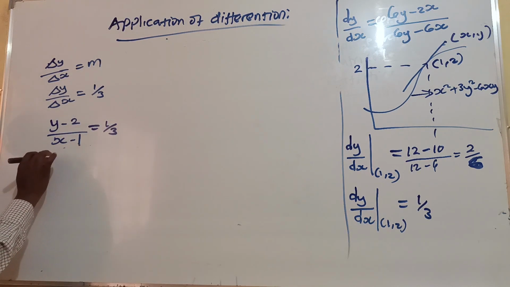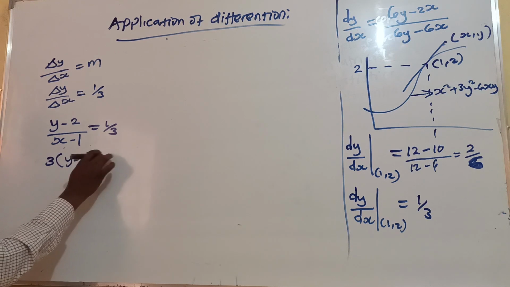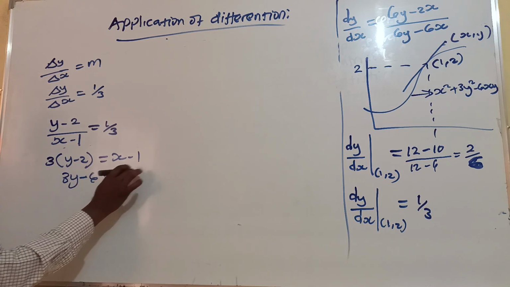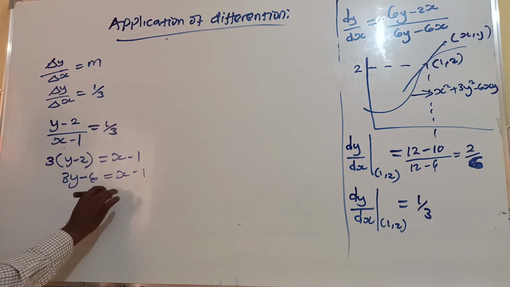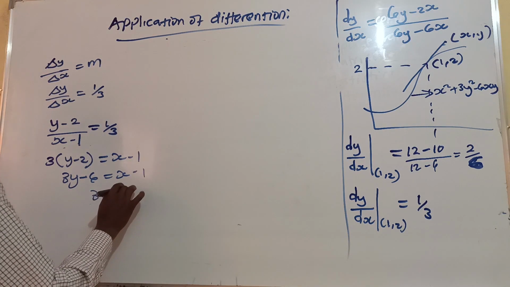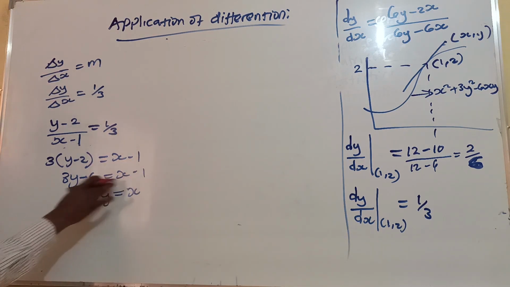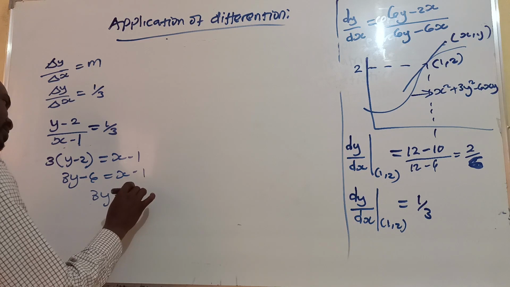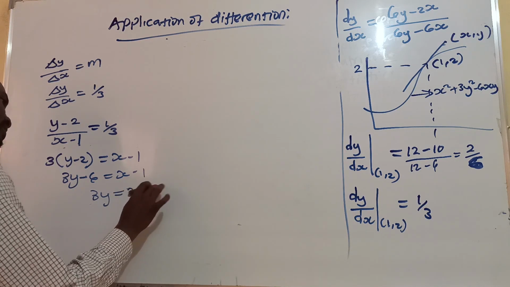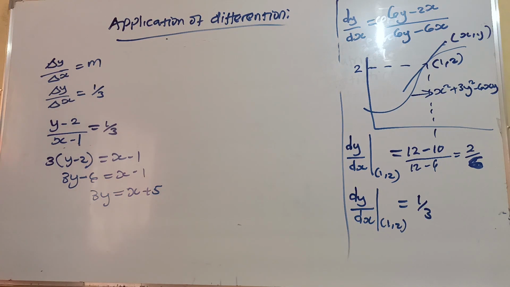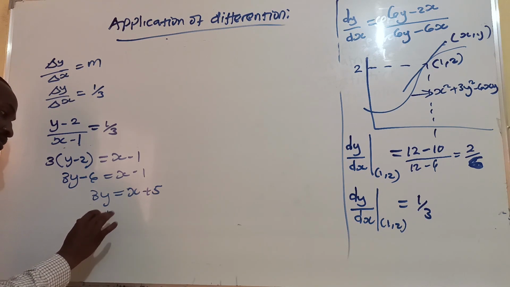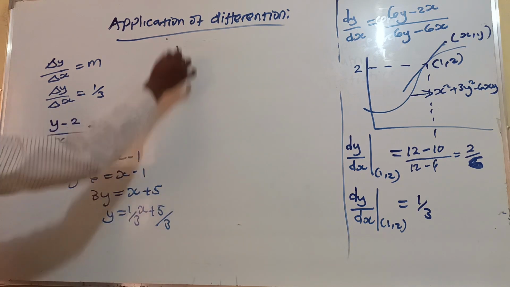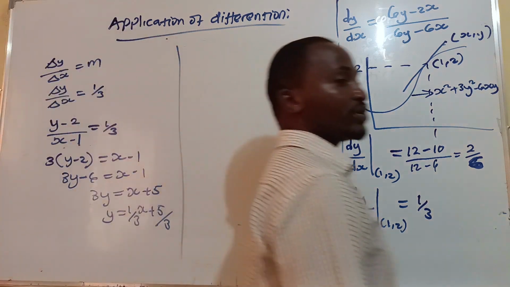Now if we cross multiply, we have 3 into (y minus 2) is equal to (x minus 1). 3y minus 6 is equal to x minus 1. So you can say 3y is equal to x. Take this to the other side of the equation, it will be plus 6 minus 1. Plus 6 minus 1 is plus 5. So you can leave it at that, or you can put it in y is equal to mx plus c, which is equal to a third x plus 5 over 3. So that is the equation of the curve, or equation of the tangent.